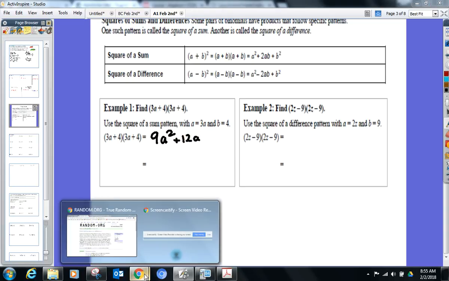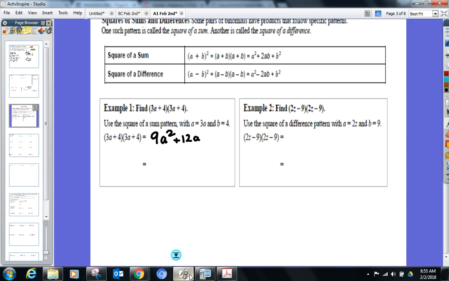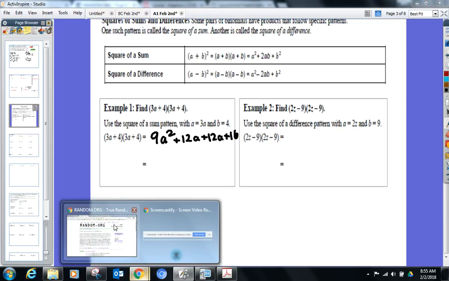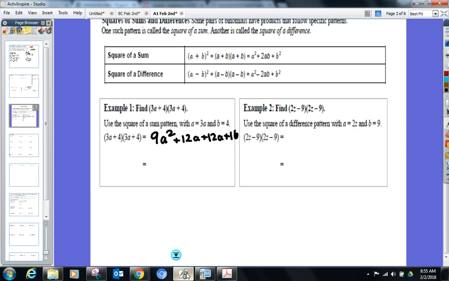All right, next up, what else do we want to distribute here? What else do you want to distribute? Okay, ready? 12a plus 16. Nice job. Now I look for like terms I can combine. Like terms. Yep. And I end up with 24a plus 16.